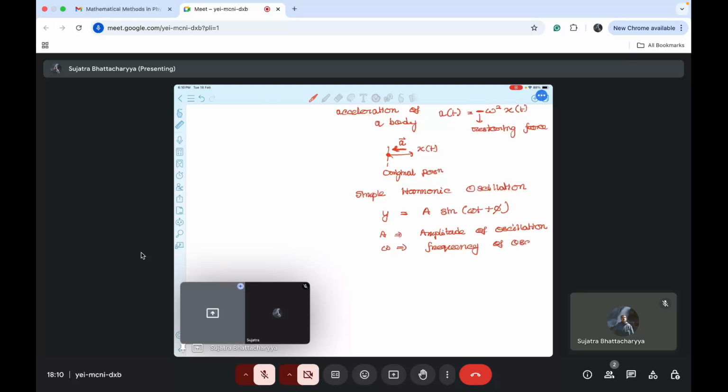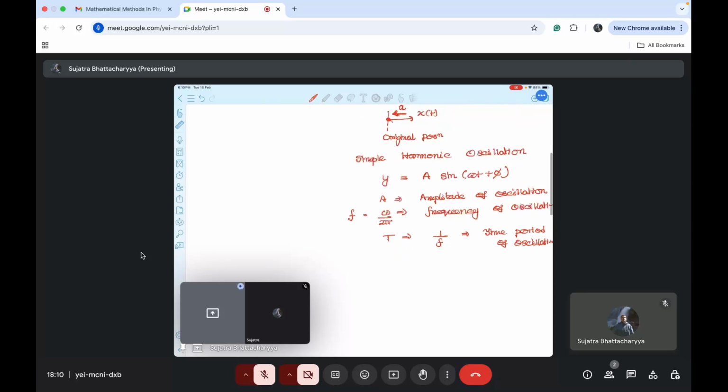Actually, the frequency of oscillation should be omega by 2 pi, represented by S. Next is the time period of oscillation. The time period is 1 by S, which is called the time period of oscillation, and if you write it, it should be 2 pi by omega, just the reciprocal of the frequency I mentioned.